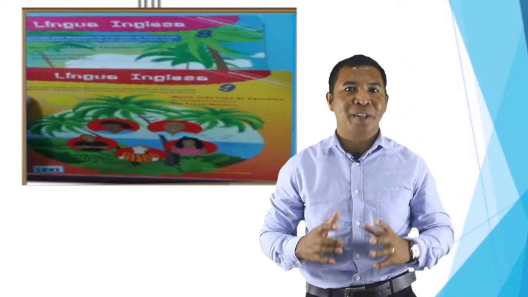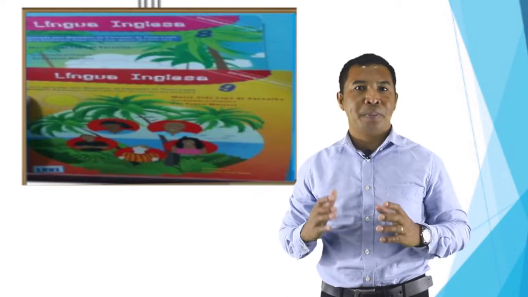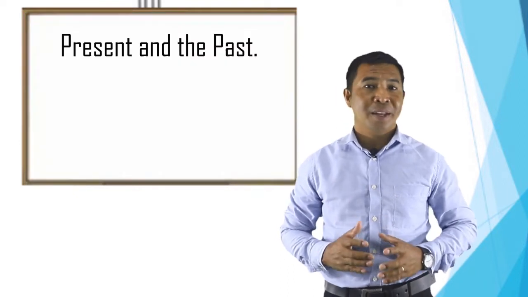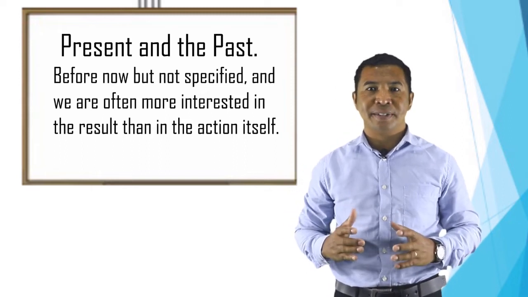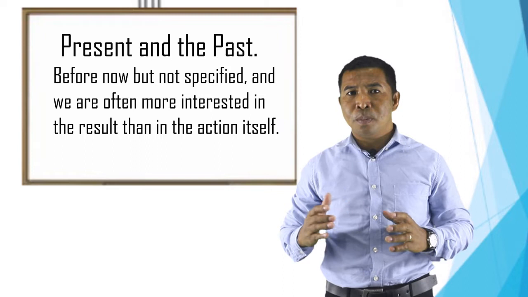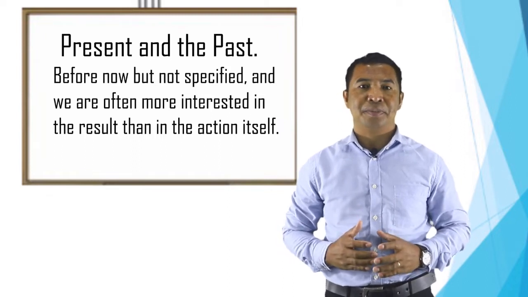The present perfect tense is used to indicate a link between the present and the past. The time of the action is before now, but not specified. And we are often more interested in the result than in the action itself.